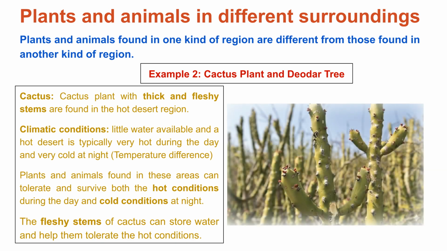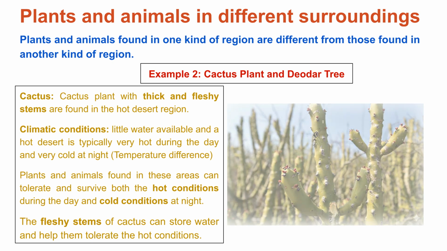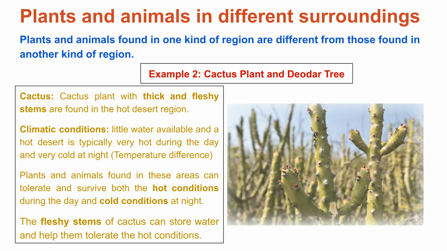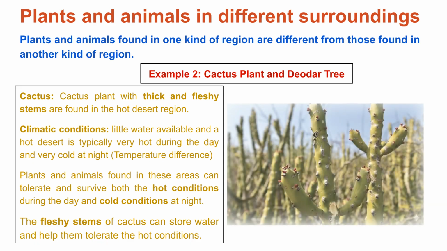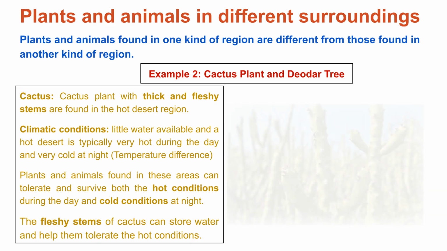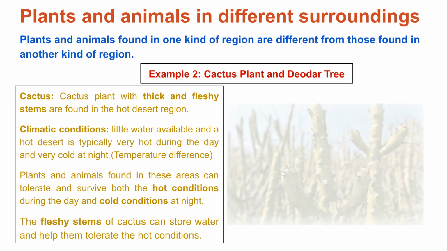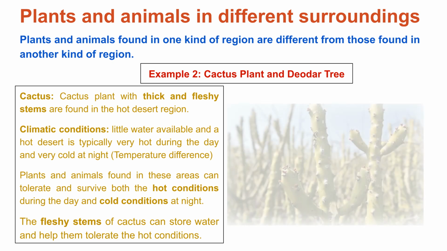So it means that in a hot desert, only those plants and animals can survive who have body features suited for these hot conditions and cold conditions at night. So the fleshy stems of cactus can store water and help them tolerate the hot conditions. So their body features don't make them weak for lack of water. Instead, they have found their way to store water in their stems, which can be used over the day.